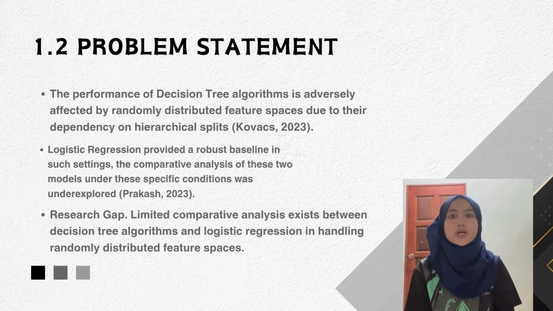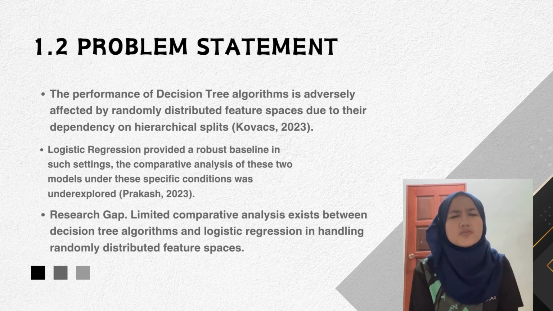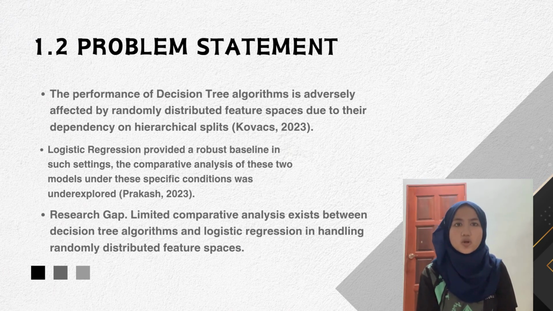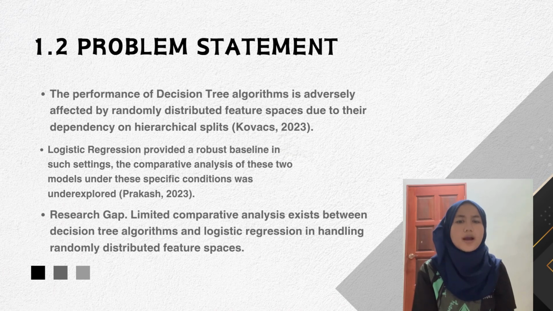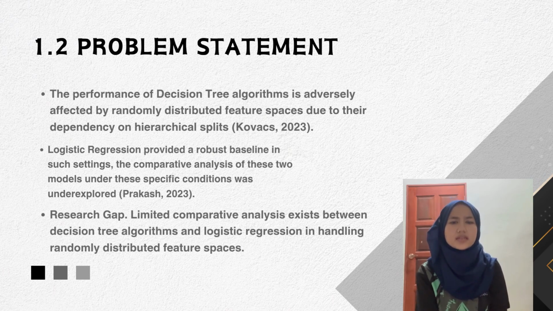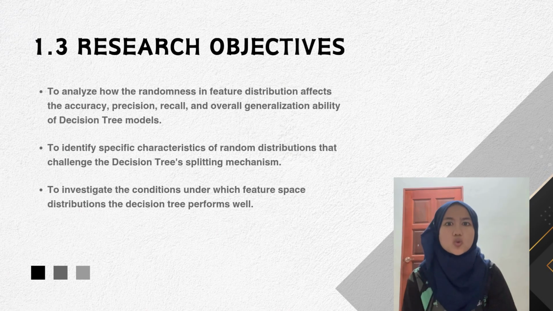Problem statement. The performance of decision tree algorithm is adversely affected by randomly distributed feature space due to its dependency on hierarchical splits. Logistic regression provides a robust baseline. In such a setting, the comparative analysis of these two models under this specific condition is underexplored. Lastly is the research gap. Limited comparative analysis exists between decision tree algorithm and logistic regression in handling randomly distributed feature space.